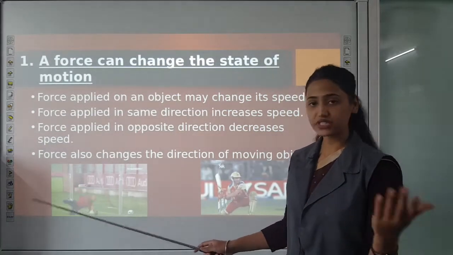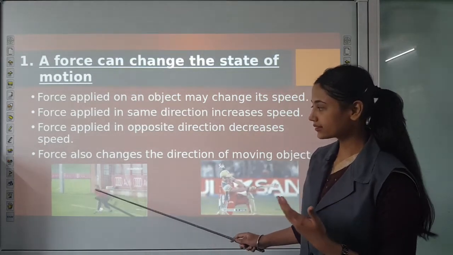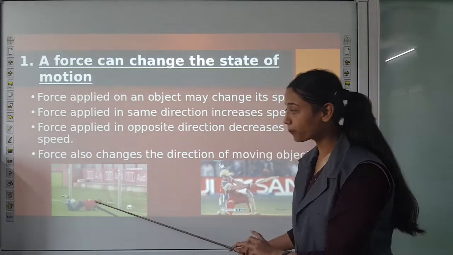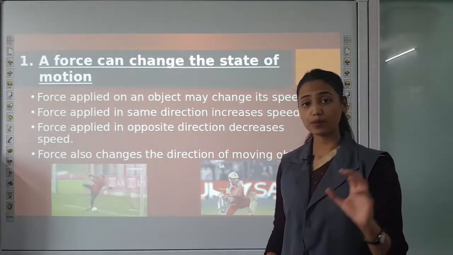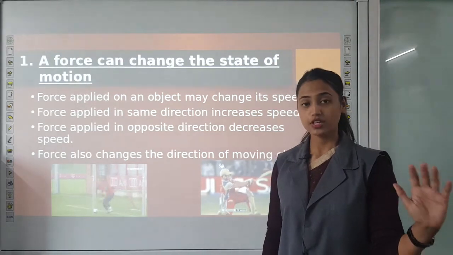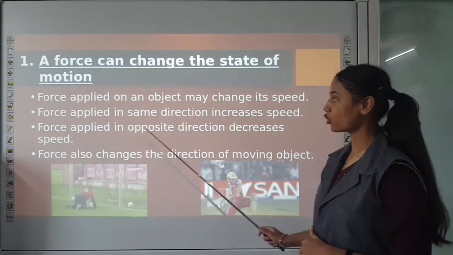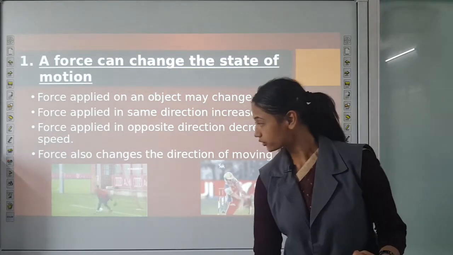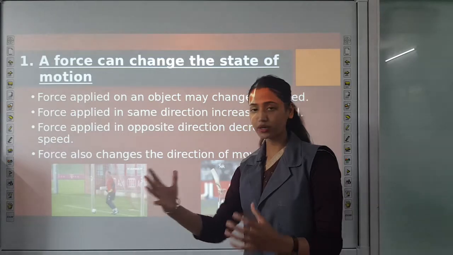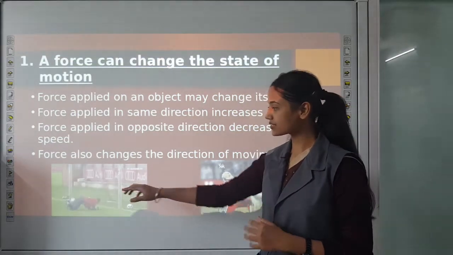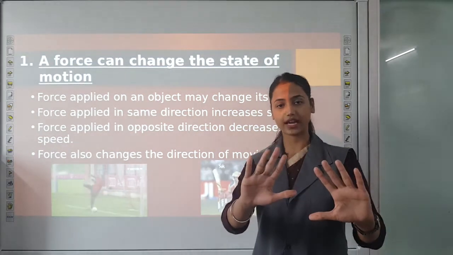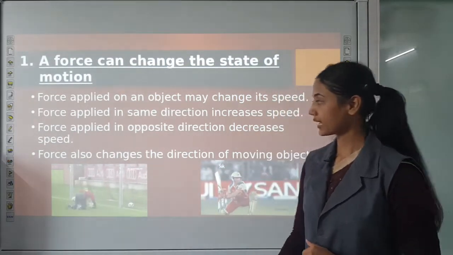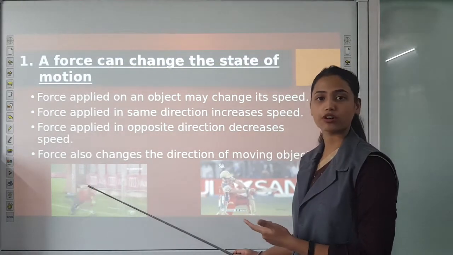So the opposite team kicked the football, and what is the goalkeeper doing in this picture? He is stopping that ball. So he is applying force in the opposite direction. When we apply force in the opposite direction, the speed of an object decreases. You can see earlier the ball was coming with greater speed, but as soon as the goalkeeper applied force in the opposite direction, the speed of the ball decreased, and he saved the goal of his team.